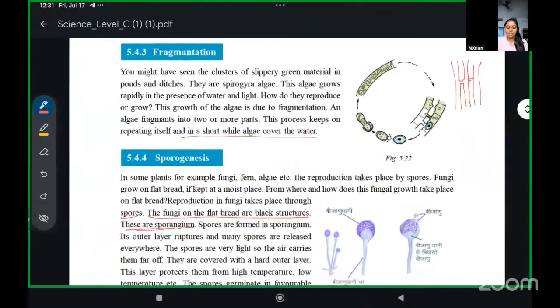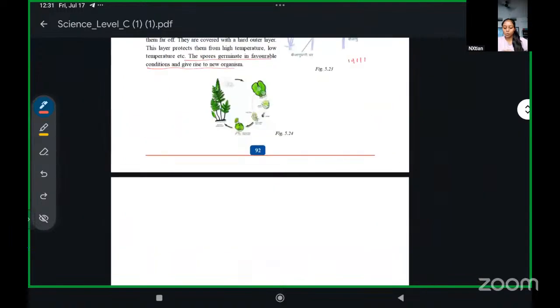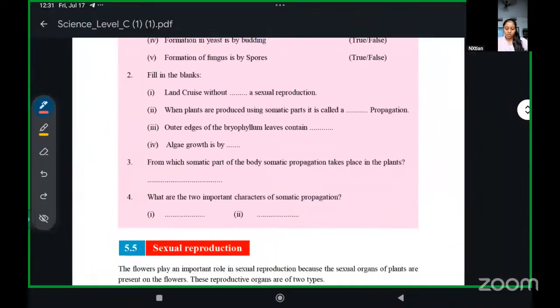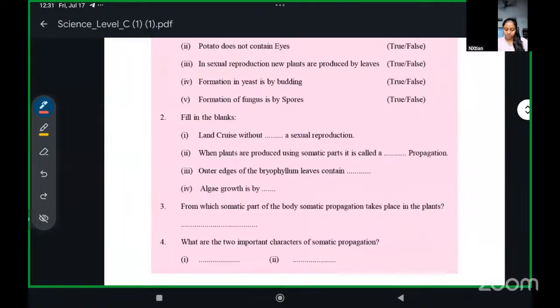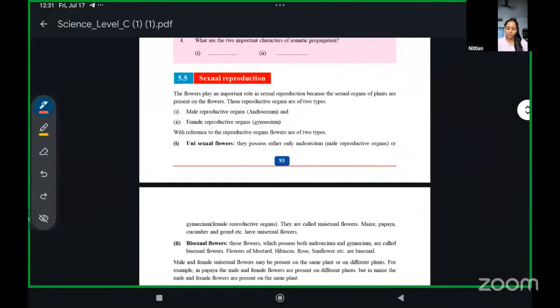Any doubt in fragmentation and sporogenesis? No? Okay. The questions we will do as homework. This is today's homework for you.